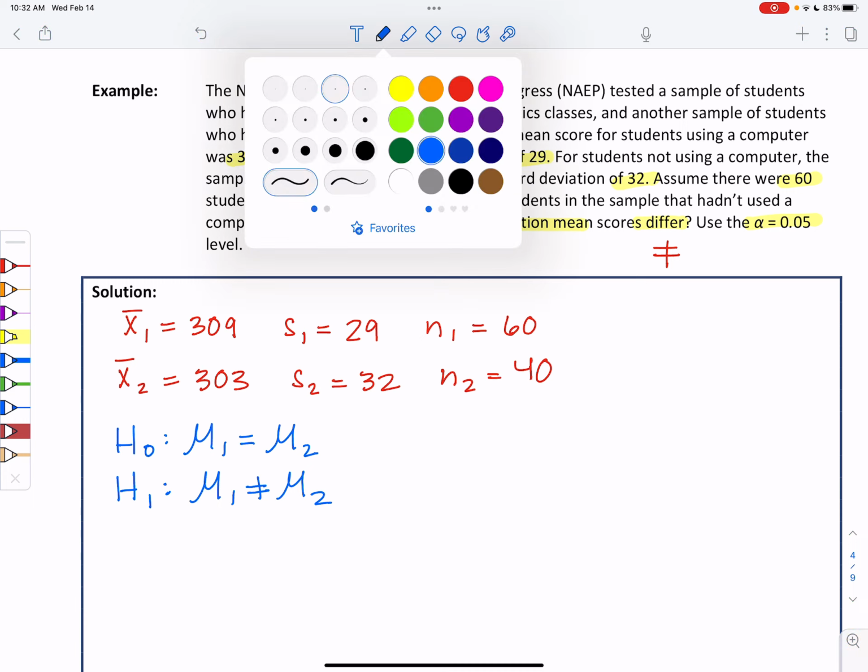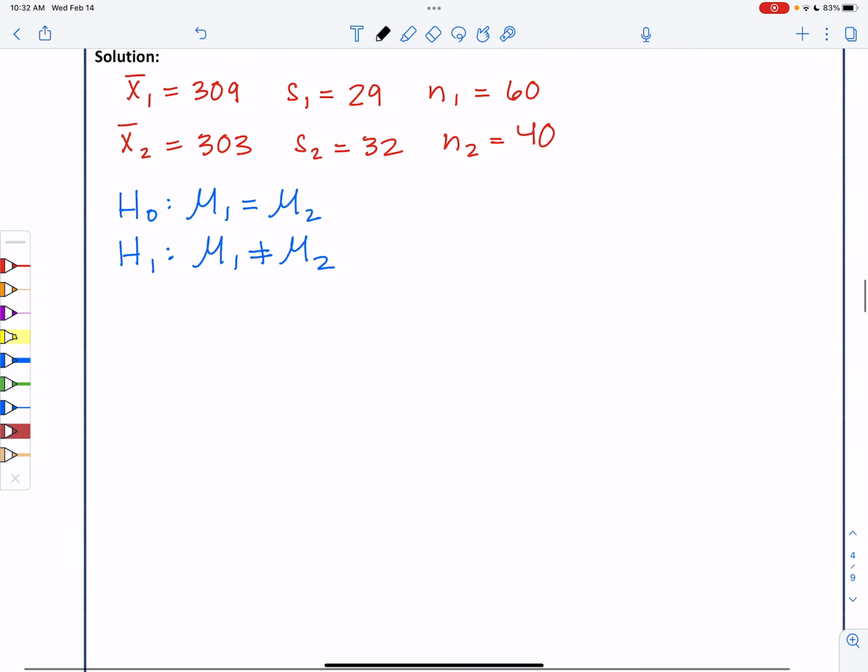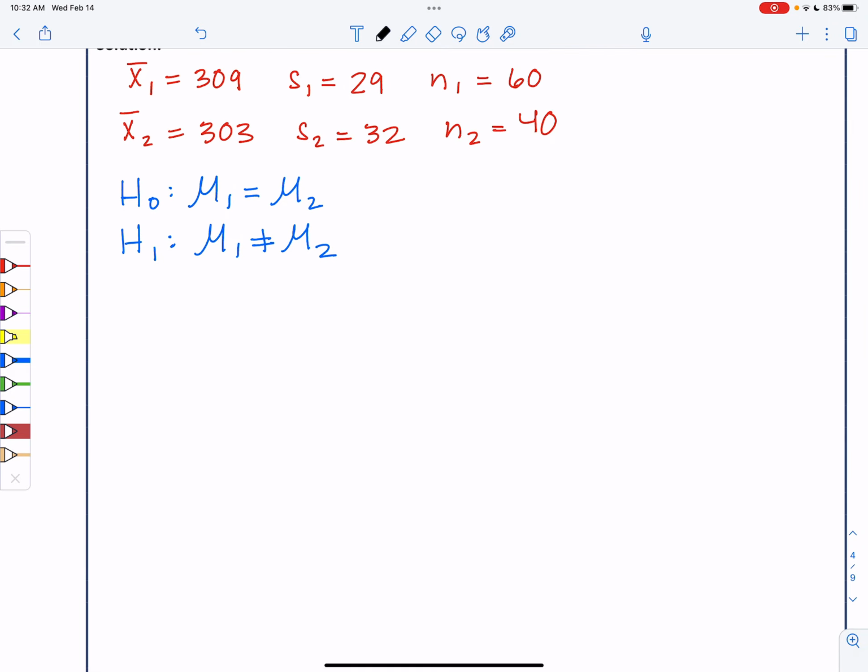Next thing I'm going to do is get my rejection region and my critical values. This is a t-distribution that I am using. And remember what I talked about with hypothesis tests before. I like to sketch out the rejection region. It just makes the decision easier to make.